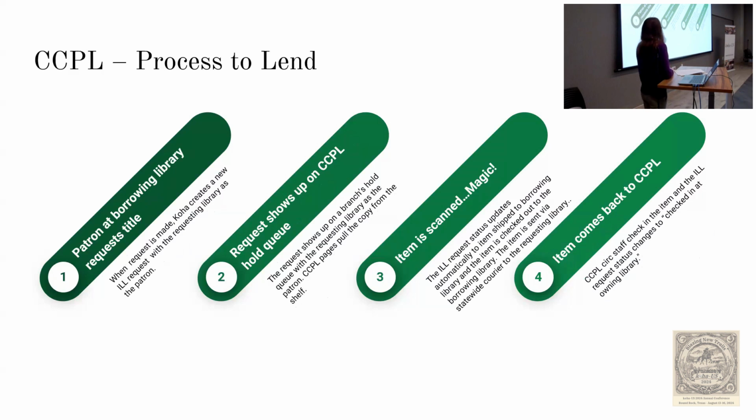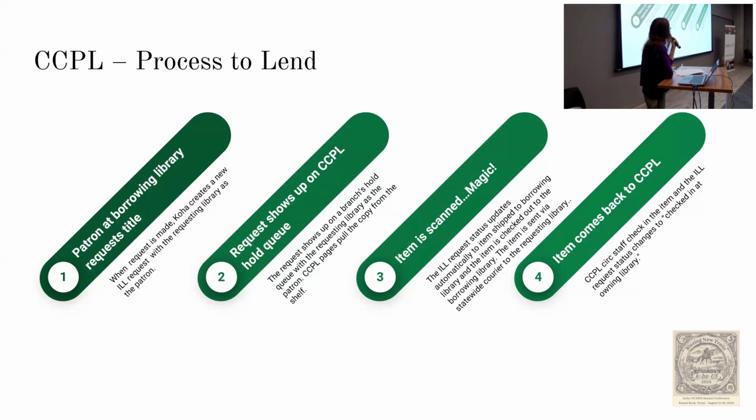Lending process, a little simpler. When the request is made, we get that ILL request in our portal. Then that ILL request shows up on a branch's holds queue. So they pull it. There's not a separate ILL holds queue. It just gets incorporated into the rest of the branch's holds queue for the day. So their pages pull the copy from the shelf.